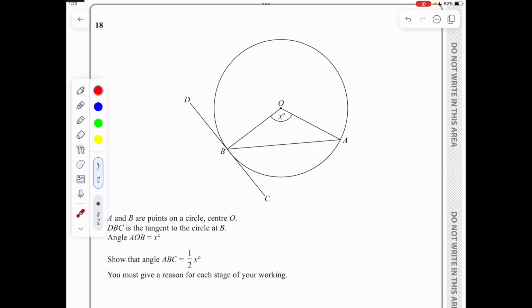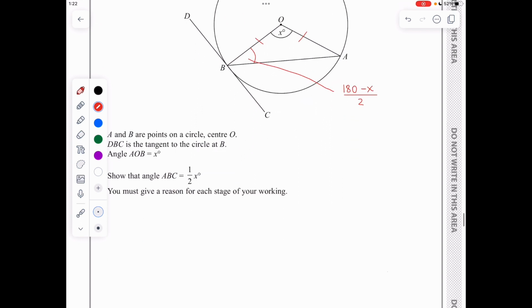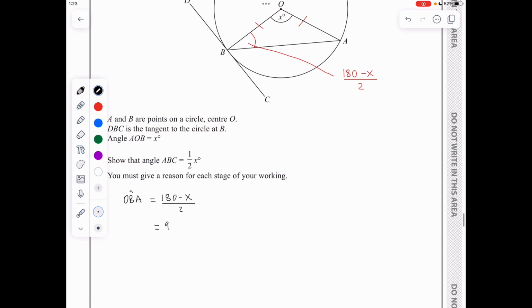I start by noting that OB and OA are equal in length because they are both radii, and therefore the triangle OAB is an isosceles triangle. So the angle here is the angle at the base of an isosceles triangle, and this means that this here is simply 180 minus x divided by 2. So we start off by stating that angle OBA is equal to 180 minus x over 2. This simplifies to 90 minus x over 2, and we need to provide reasons.